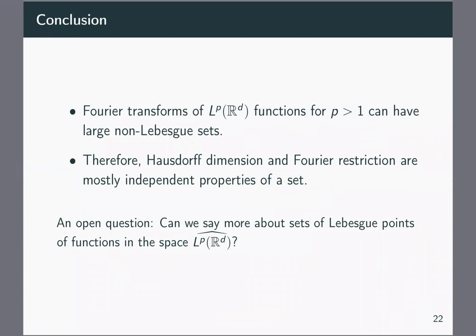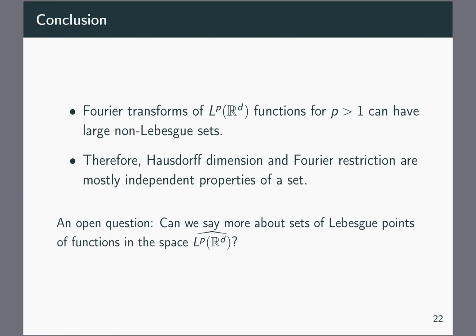To conclude, there are two key points I want to highlight. First, our main theorem says that Fourier transforms of L^p functions can have large non-Lebesgue sets when p is strictly larger than 1. The second point is, combining this with some results in maximal and fractal restriction theory, we can show a rigorous statement saying that Hausdorff dimension and Fourier restriction theorems are really mostly independent properties of a set, except for this one inequality that came out of Frostman's lemma.